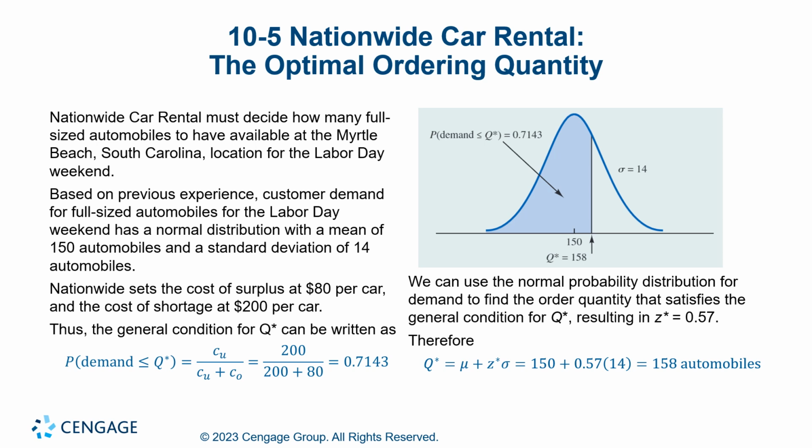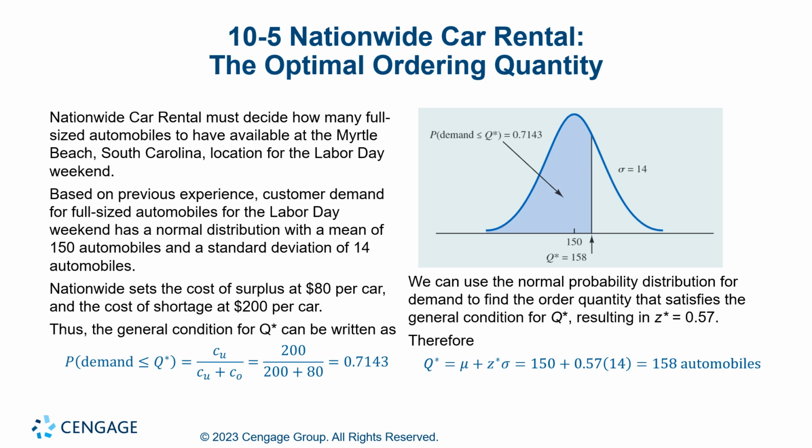Example of a single period inventory model with probabilistic demand. We consider the situation faced by this nationwide car rental company. It must decide how many automobiles to have available at each car rental location at specific points in time throughout the year. Using the Myrtle Beach, South Carolina location as an example, management would like to know the number of full-size automobiles to have available for the Labor Day weekend.